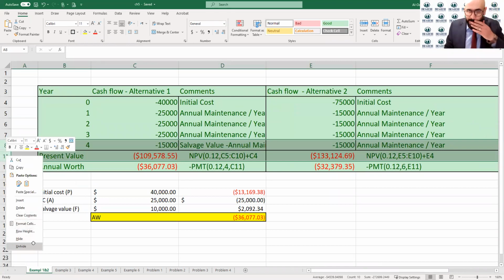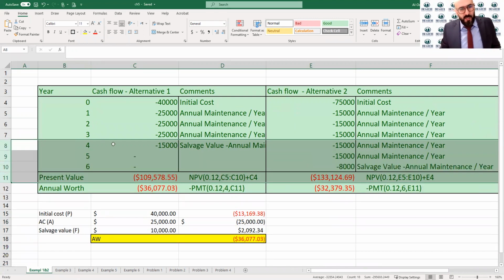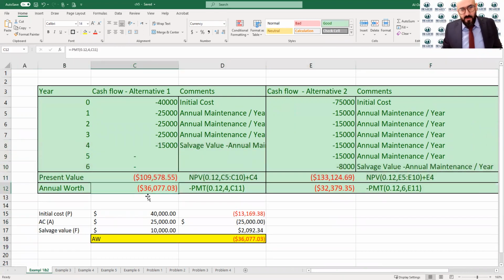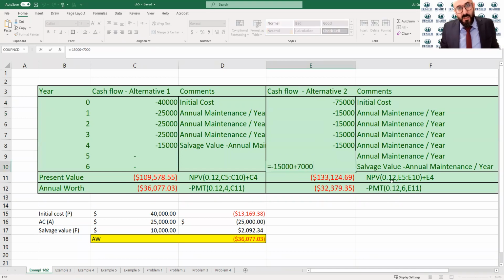So now we have two alternatives, one for 4 years, and we did the annual worth for it to be $36,077. And alternative 2, we built the cash flow table as we did for alternative 1. Cash flow initial cost would be 75,000. Maintenance and annual operational cost is 15,000. And for the last year, we collect the salvage value of $7,000.